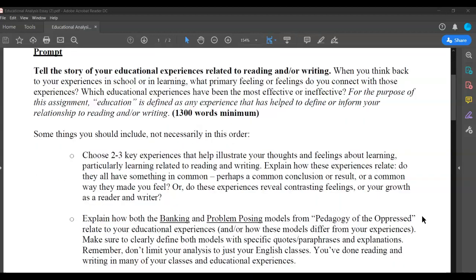So some of the things you should include, but you don't have to do it exactly in this order. You want to choose 2 to 3 key experiences that help illustrate your thoughts and feelings about learning, particularly learning related to reading and writing. Explain how these experiences relate. Do they all have something in common, perhaps a common conclusion or result, or a common way they made you feel? Or do these experiences reveal contrasting feelings or your growth as a reader and writer?